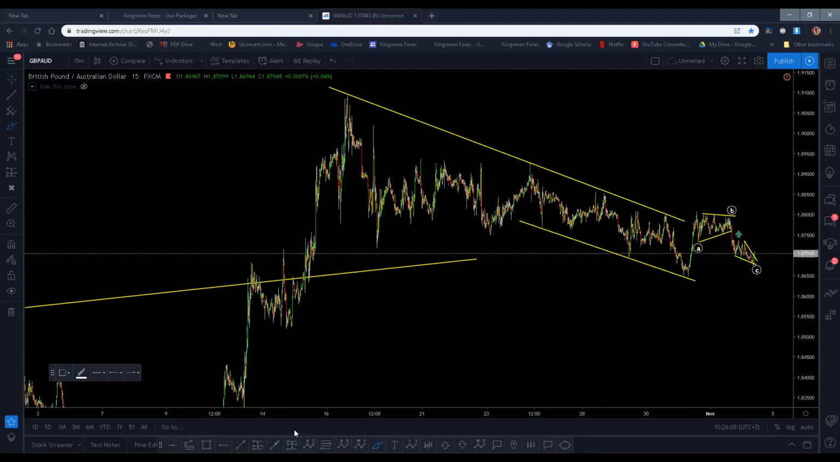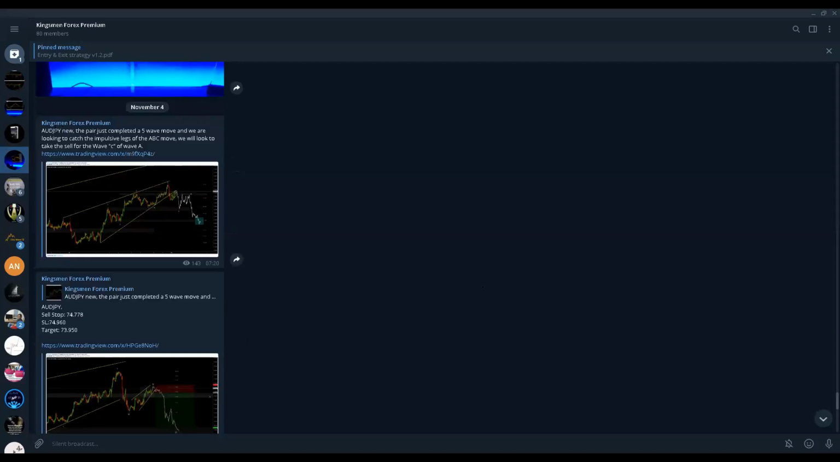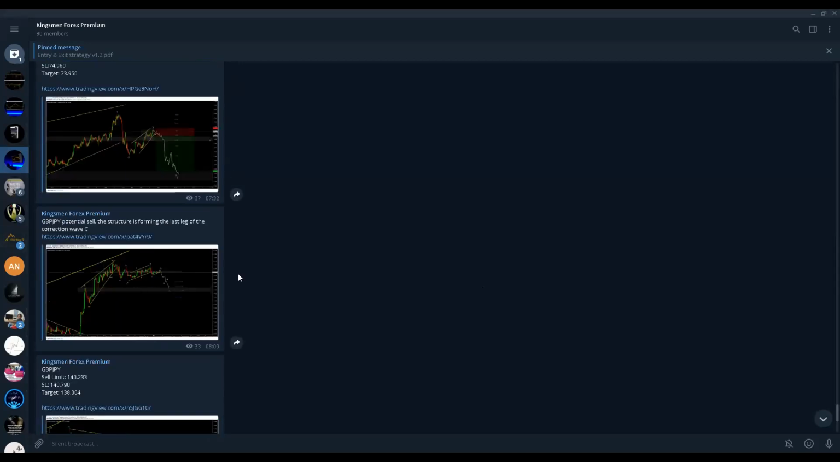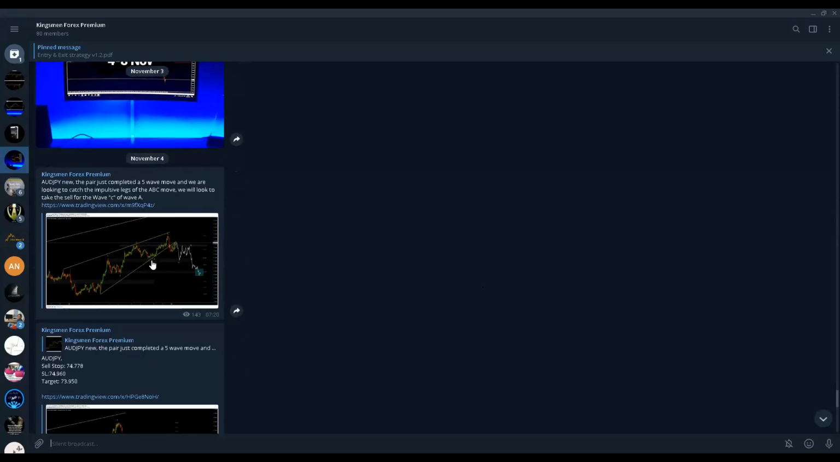Okay, this is the last trade. Let me show the two trades that we are looking to take for this new week. Let's go back on Telegram. For this week, we have speculated two trades, which are AUDJPY and GBPJPY, which are both sell trades.